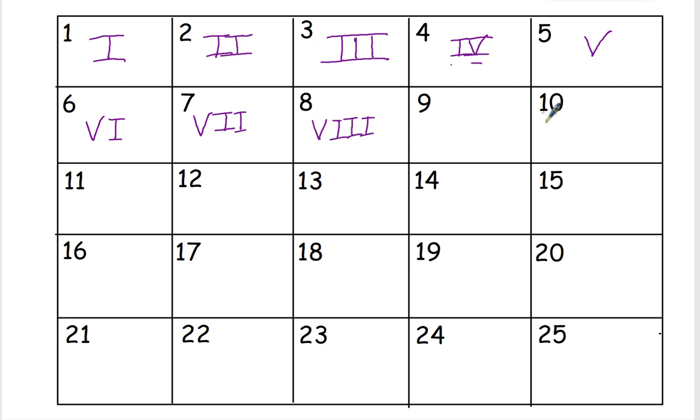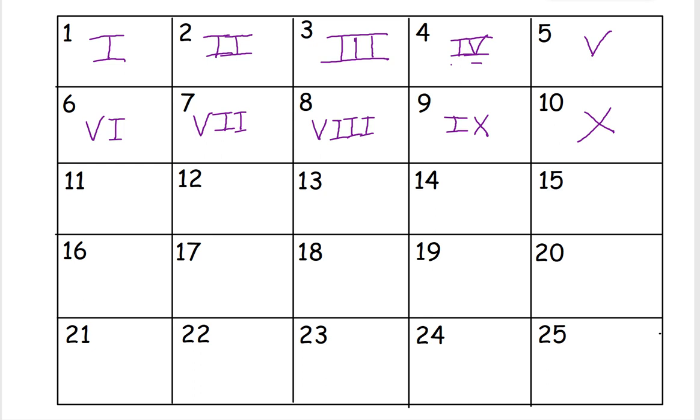9 is 1 less than 10. And remember, 10 is an X. So 9 would be an X with an I in front of it, because it's 1 less than 10. So you notice the numbers 4 and 9 are the 5 and the 10 with an I in front of it. Okay? So we're going to keep going.